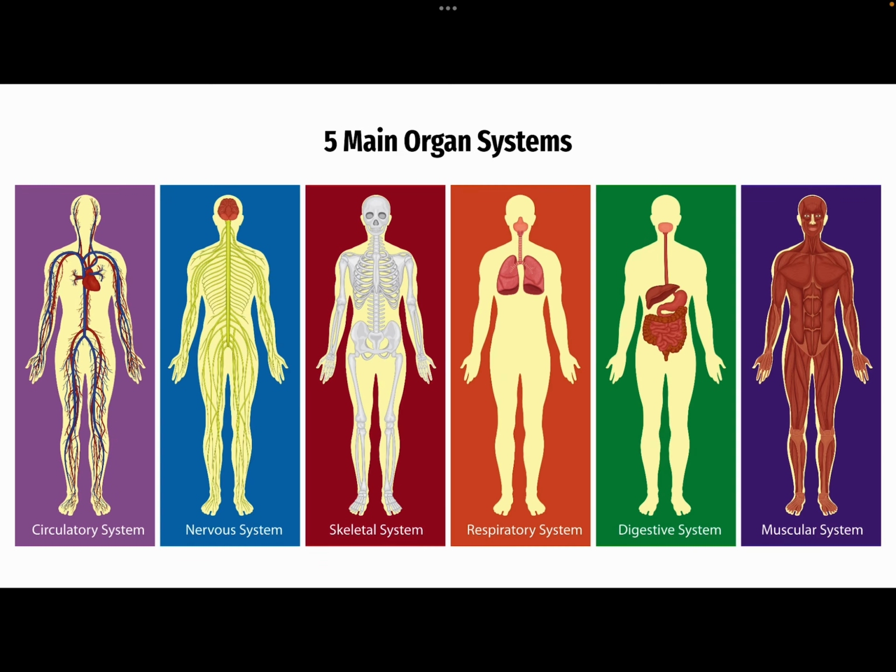So that leads us into our 5 main organ systems of the human body. So we have the circulatory, nervous, skeletal, respiratory, digestive, and muscular systems. So the skeletal system are your bones that support and protect your body. Your muscular system are muscles that help you move. Your circulatory system are your heart and blood vessels that transport nutrients and oxygen. Your respiratory system consists of your lungs and airways that help you breathe, and your digestive system are your stomach and intestines that break down your food. So all these systems work together, and if one has a problem, the others definitely will feel it as well.